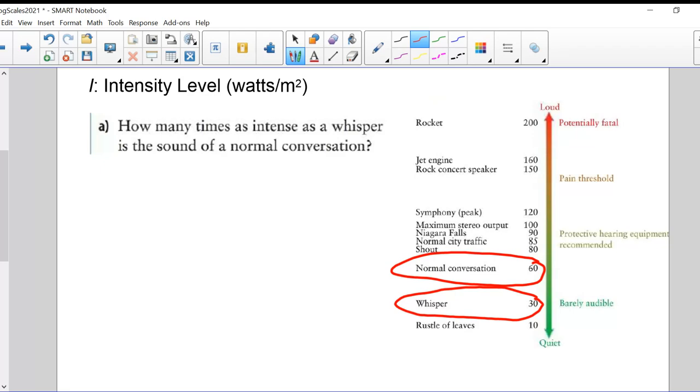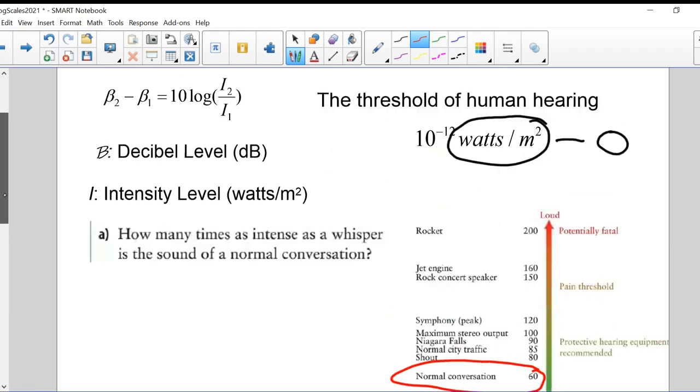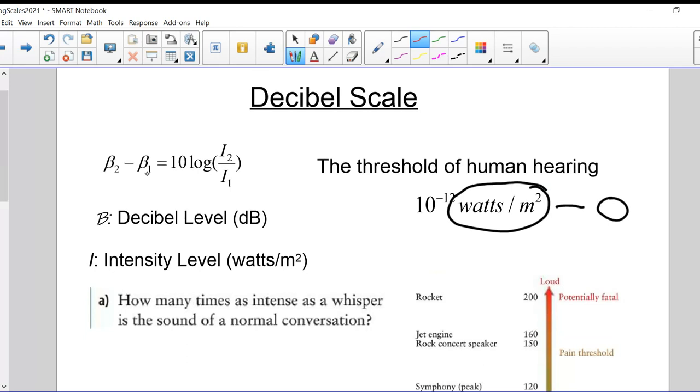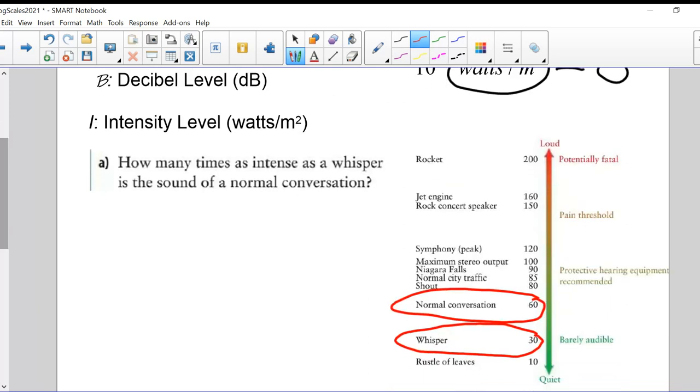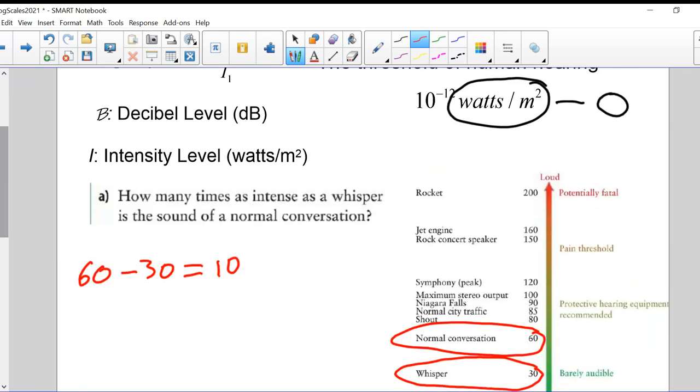So here we go. I'm going to go back to the formula for a second. I'm going to take my B2 and my B1. I'm going to take the B2 as being the loudest sound, and say 60 minus 30 is equal to 10 times the log of I2 on top over I1 on the bottom.